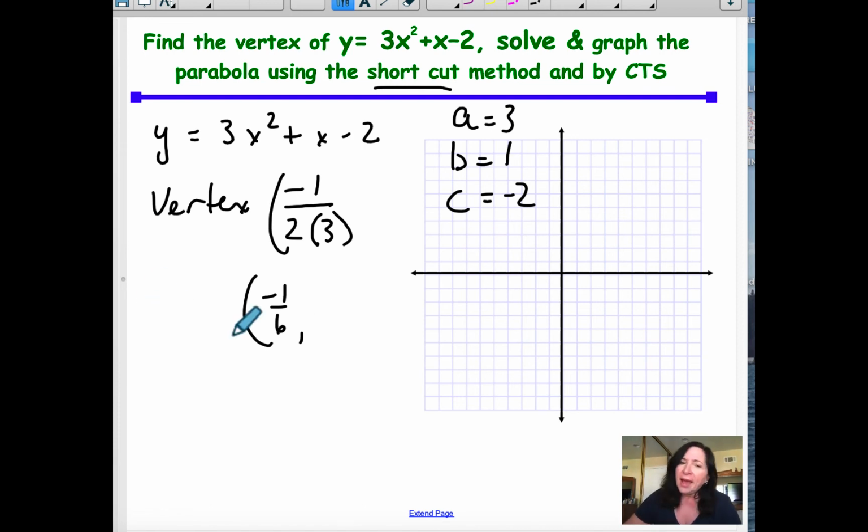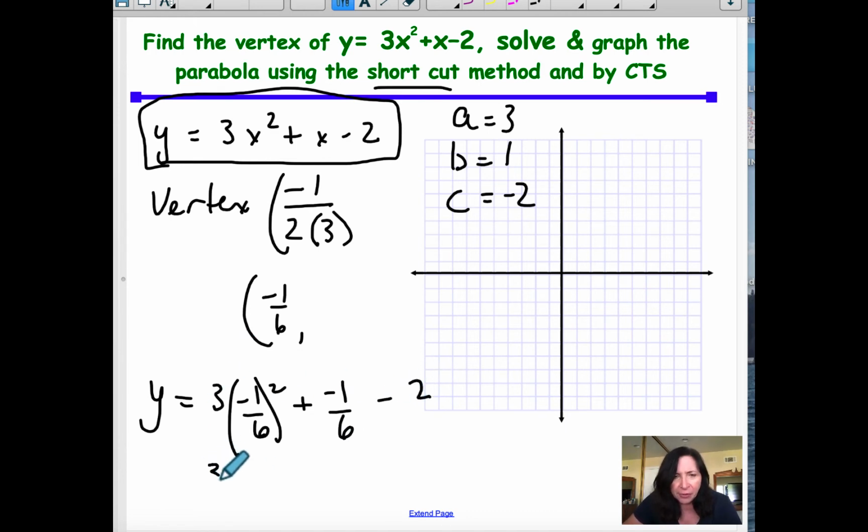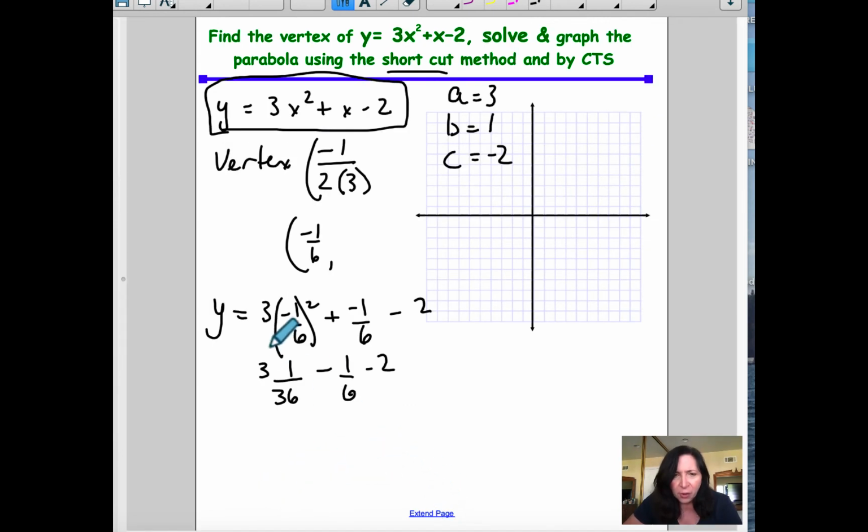Now, what I would then do is plug that value into my equation, which is right here. Definitely I would use my calculator, but if you don't have a calculator, I'm going to show you how to do that. You're just going to go 3 times negative 1/6 quantity squared plus negative 1/6 and then minus 2, which becomes 3 times 1 over 6 times 6, which is 36, minus 1/6 minus 2. And so I'm going to simplify this. 3 divides into 36 12 times. So I have 1/12 minus.